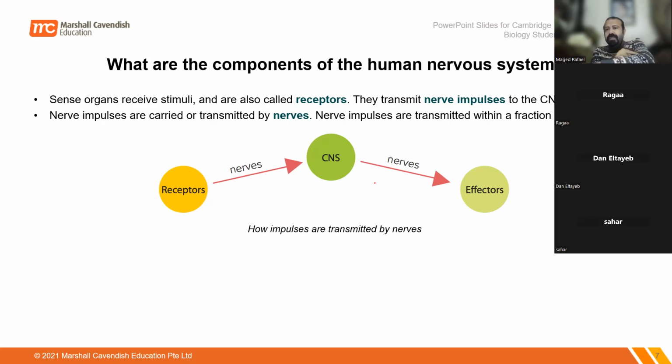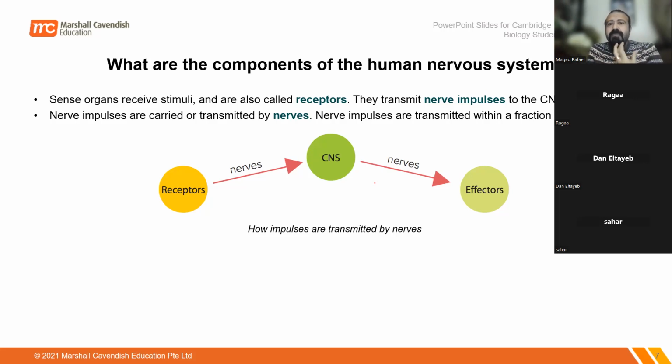The motor neuron will not go to the receptor again. There is no need, the receptor has already done its function. It will go to the muscle of your hand, which is the effector now, to pull your hand away. Okay? If you have a question like this, it might be a 4 or 5 marks question. That's why I told it to you as a story.